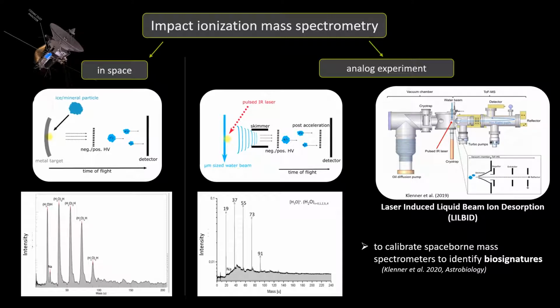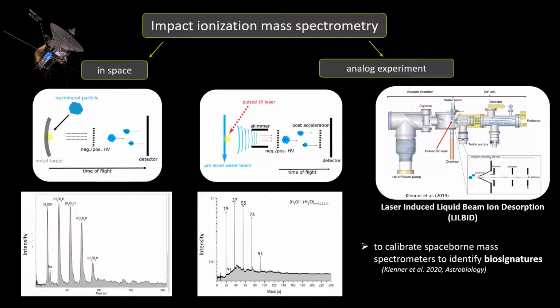Interpreting the data recorded in space requires calibration via analog experiment. In space, impact ionization works in a way where the ice grains impact a metal target at high velocity. This creates ions that are then detected by a time-of-flight mass spectrometer. You can see here on the left the resulting mass spectra of a water ice grain. The x-axis shows the mass of the detected molecules, while the y-axis shows the intensity.